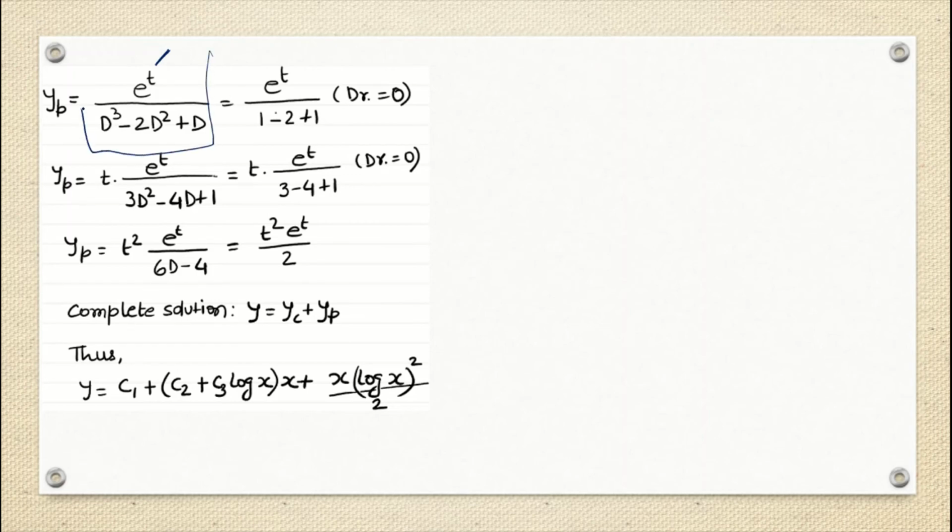I will always start solving this YP by starting with type 1, then type 2, type 3, type 4 or type 5. So this is straightforward type 1. Why? Because I can see the exponential term present here. What is my a? A is 1. So my rule in type 1 says you substitute that D with a, and a is 1. So I'm going to write 1 instead of D. So 1 cube minus 2 plus 1, correct?